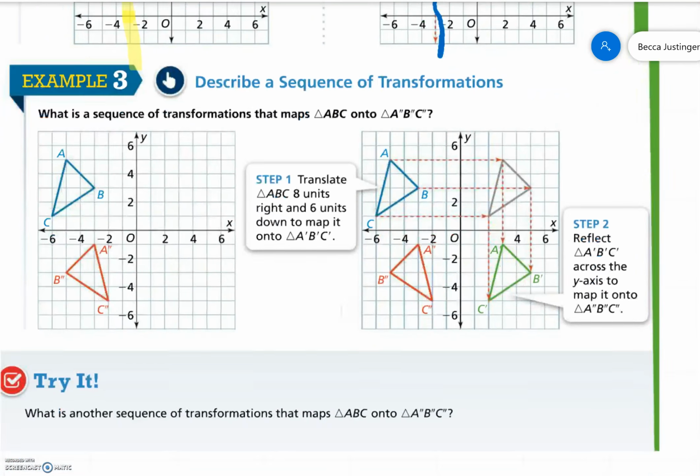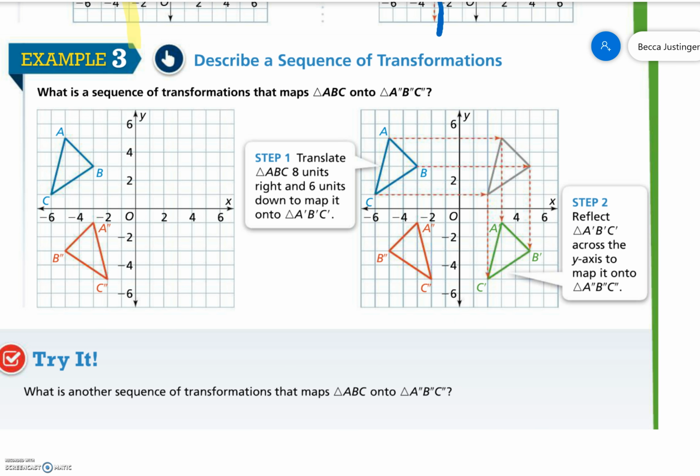Example number 3, describe a sequence of transformations. So what is a sequence of transformations that maps triangle A prime, B prime, C prime, or triangle ABC, onto A double prime, B double prime, C double prime? Okay, so it looks like they translated ABC 8 units to the right and 6 units down. So it goes to the right and down, and then reflected it over the y-axis.